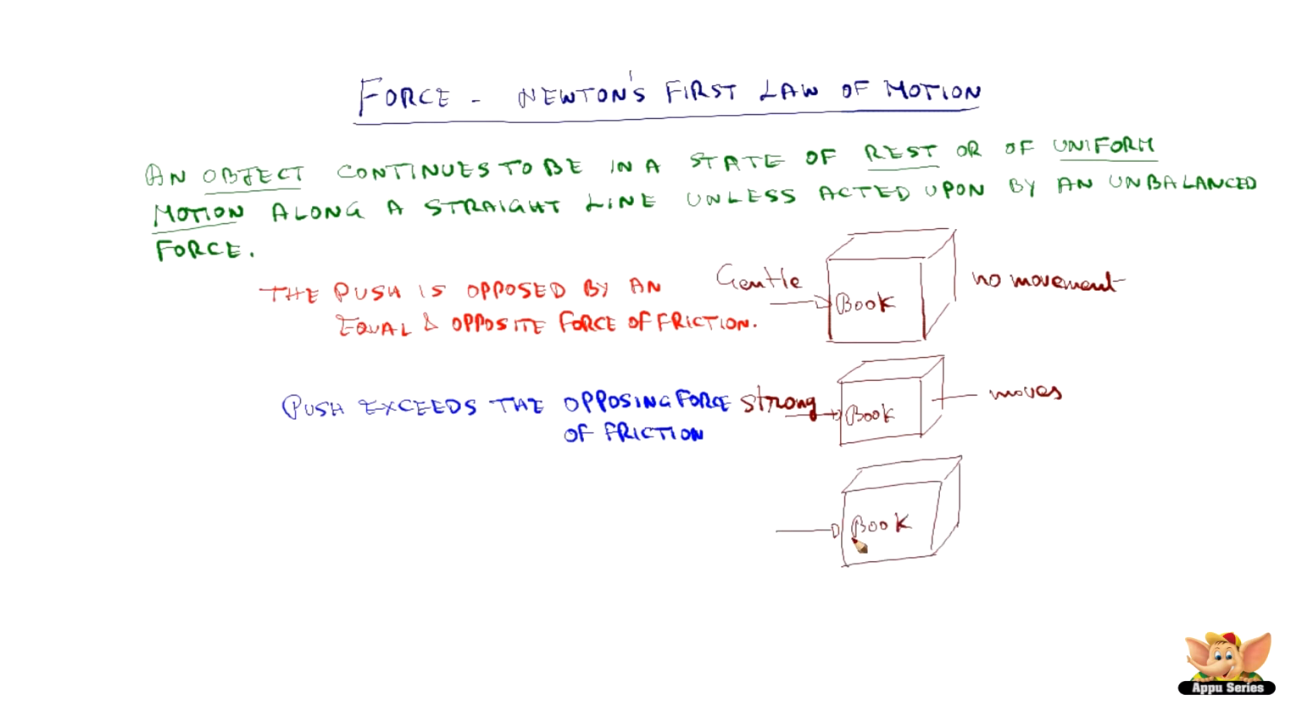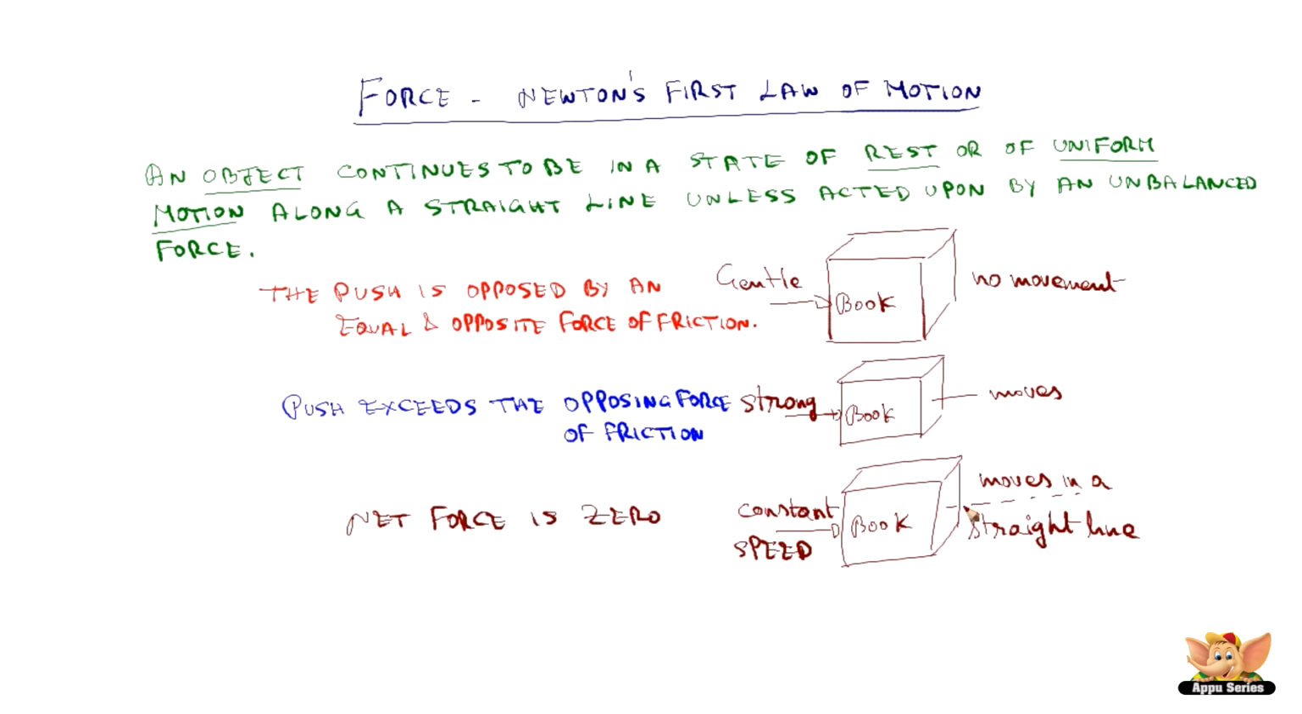Now we will see the same book is pushed with a constant speed on a straight line. The effect is it moves in a straight line. Why? The net force here is 0. At every point, the book is moving at the same speed. So at every point, the force of friction is equal to the push on the book. So it moves at a constant speed.